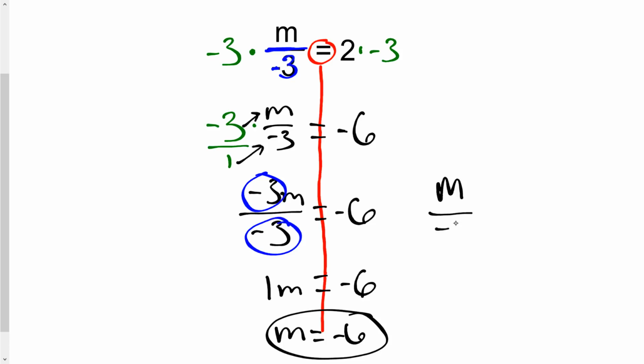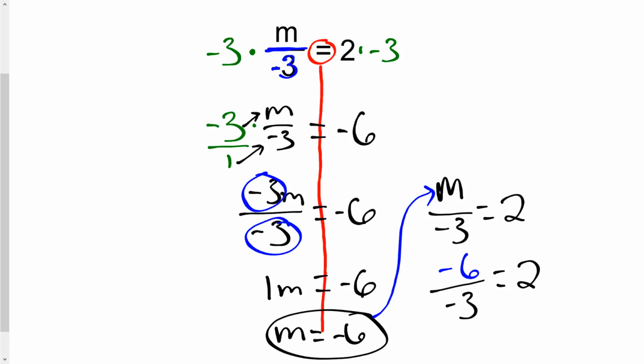m divided by negative 3 equals 2. Substitute in our answer, and we're going to get negative 6 divided by negative 3. Is that equal to 2? Well, a negative divided by a negative is positive. Look at that, that is a positive 2. And 6 divided by 3 is 2. So, yep, we checked out. Looks good.